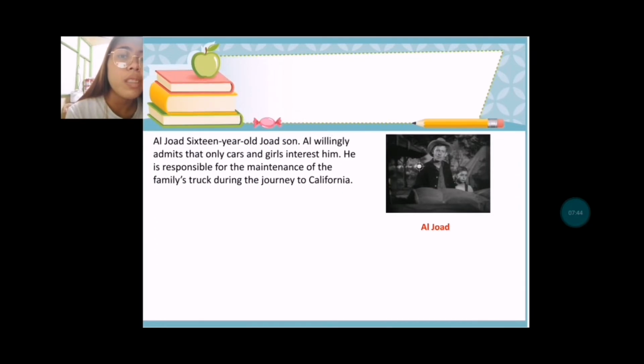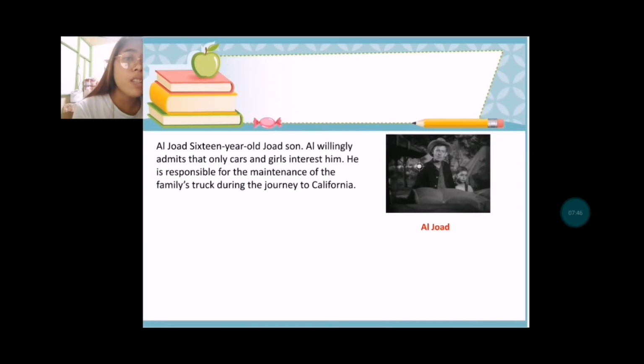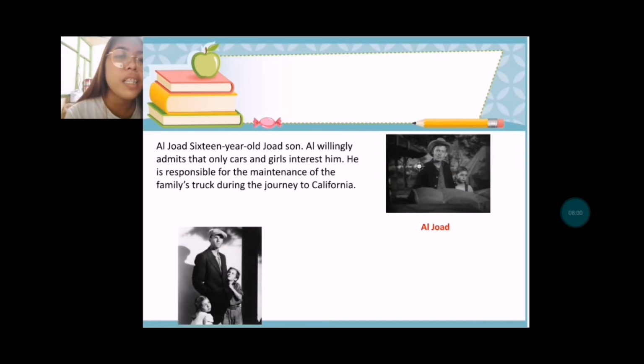Next, Al Joad. Al Joad is Joad's 16-year-old son. Al willingly admits that only cars and girls interest him. He is responsible for the maintenance of the family's truck during the journey to California.